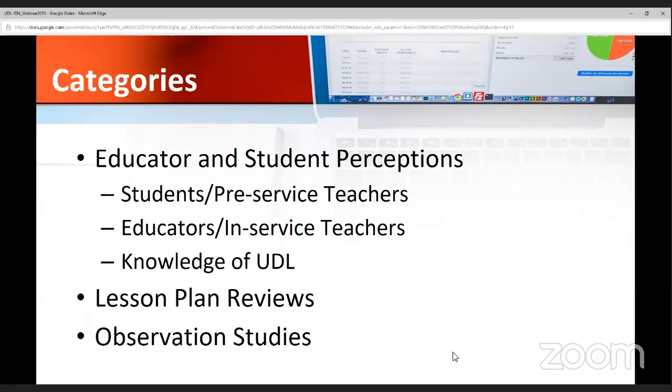Now, a few studies reviewed how UDL was applied in teachers' lesson planning. And then there was a handful of studies that used some sort of observation protocol where they could see the UDL implementation. We will talk about all these categories briefly. If you ask me, I think the last category is the most interesting, but we will get there very soon. So hopefully you will find something that you can use or modify and use in your environments.